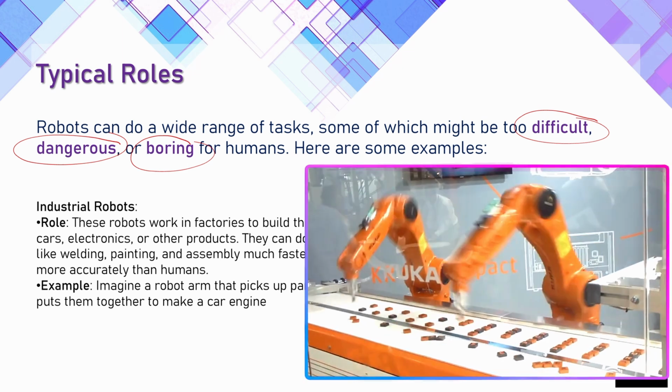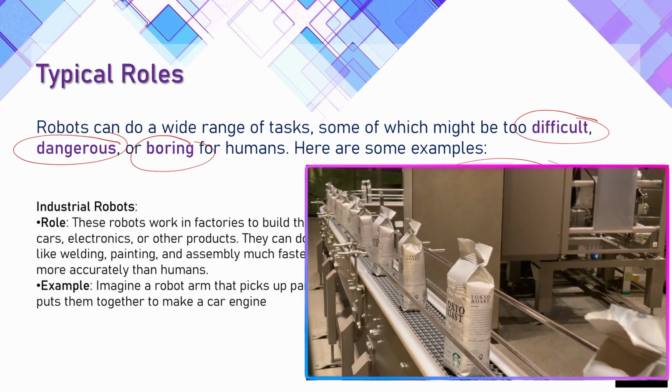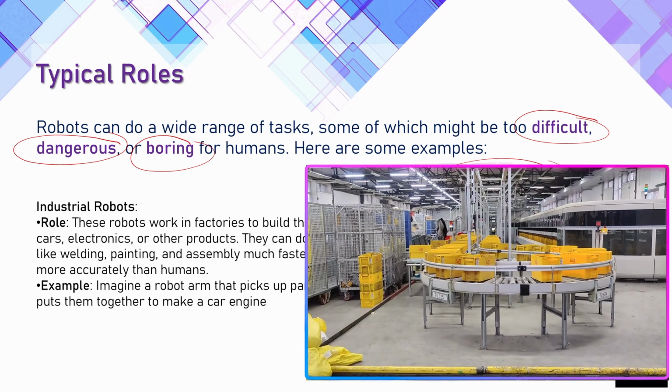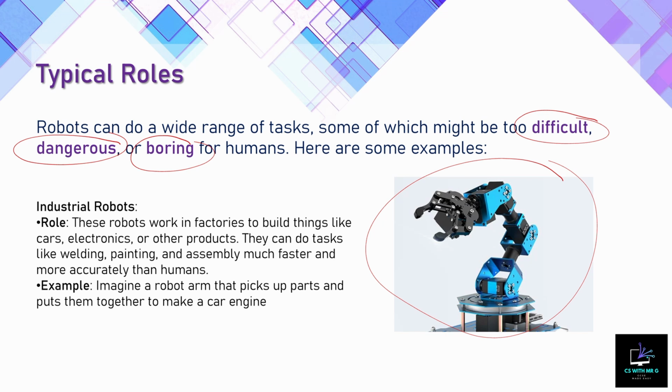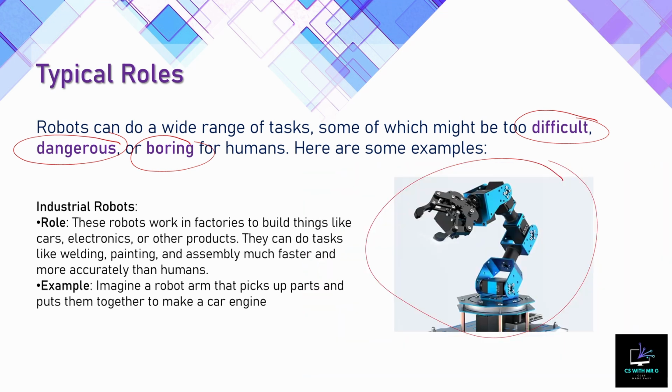So in industry, working in factories to build things like cars or electronics, again, when things can be considered boring or tedious, this is exactly when we could use a robot, like you can see in the examples here. If something's too heavy for a human to pick up, if a job is considered boring for a human to do for 8 hours straight, then again, this is when we could use a robot to do this job for us.